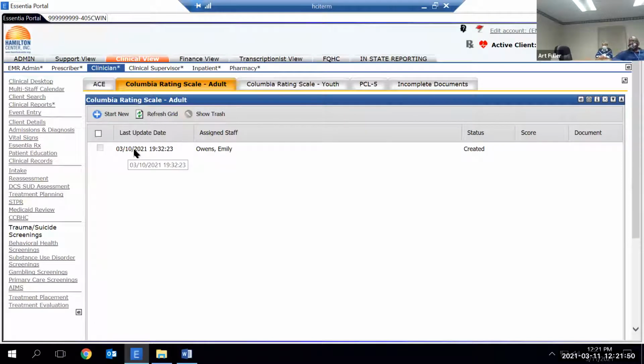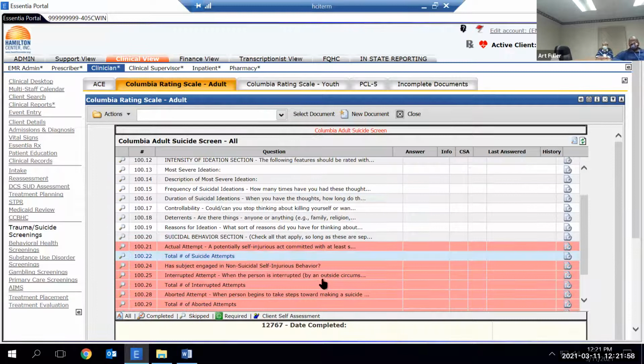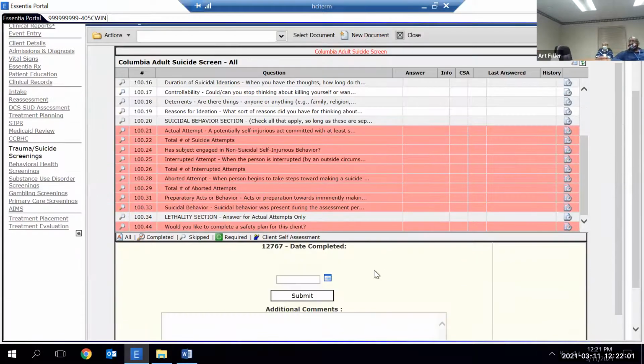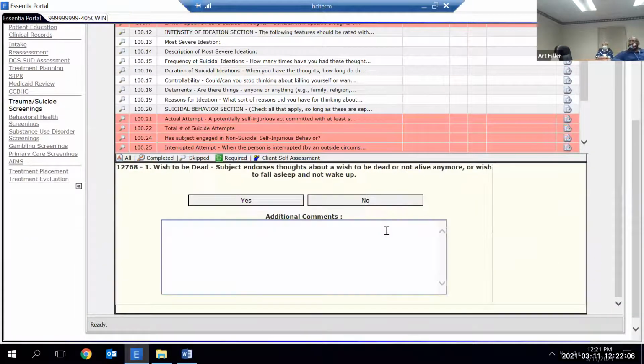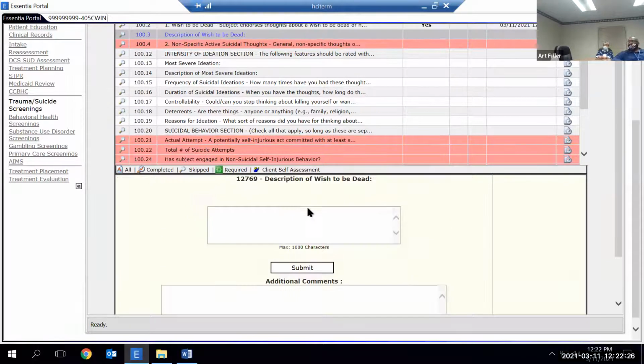This is here, and again, it's one of those where you're going to ask specifically about their suicidal ideation, the date that it was completed. So Tim wishes to be not here anymore, although he doesn't have an intent or plan. He still endorses that thought. So I would put a yes on that. And I would say, he has thoughts.